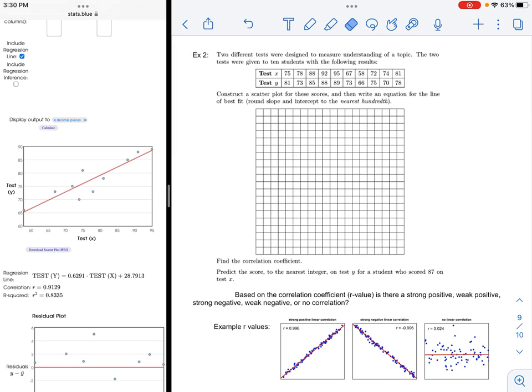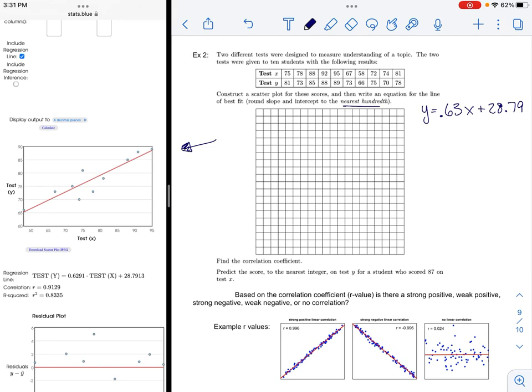So we have our first things first, regression line. It does say just 2 decimal places this time. So we have y equals, notice it says test y and test x. You can just bring it down to x and y. It would be 0.63x plus 28.79. Okay, so just 2 decimal places as it asked, and this is our line of best fit. That is the fit for this red line here. That's how they graphed it.